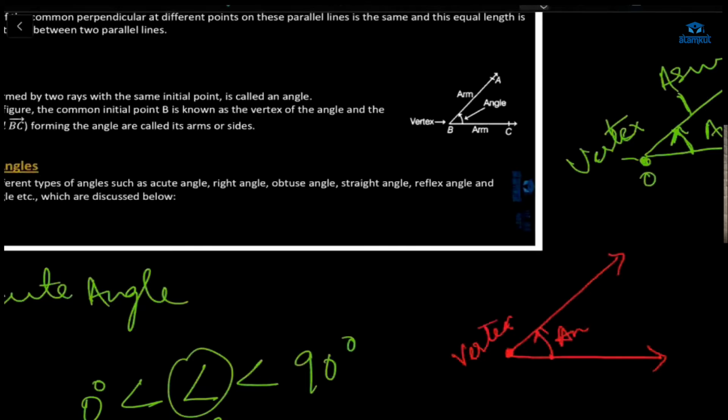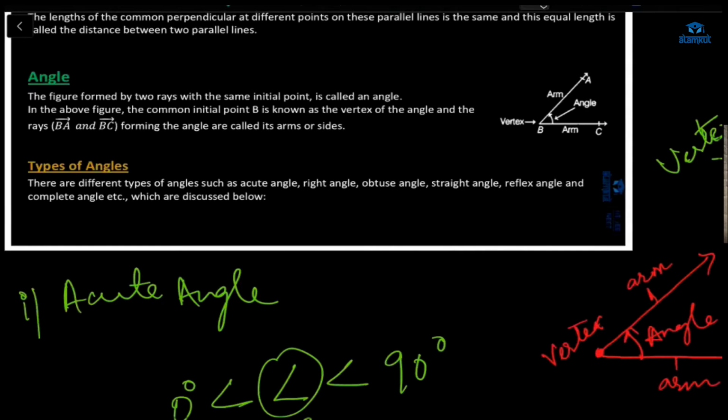Okay, they form an angle, and both the rays are the arms of the angle. Okay, understood? Now what are the different types of angles? So there are 6 types of angles. Let us see what they are.